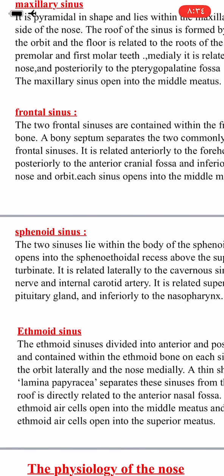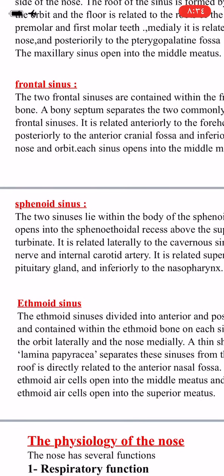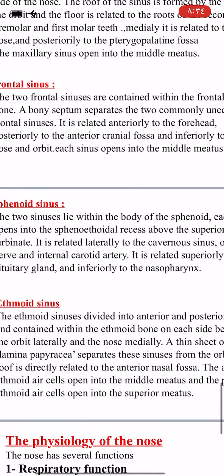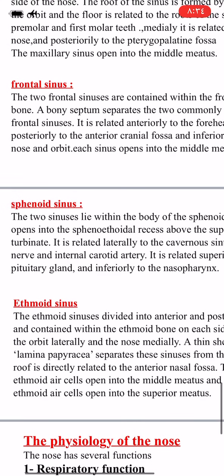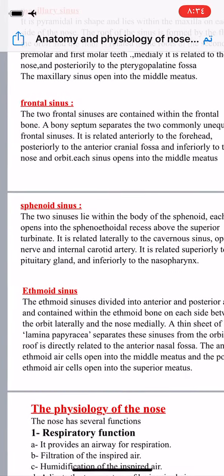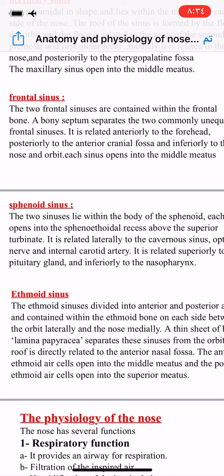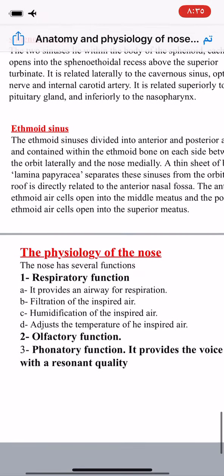Sphenoid sinus. The 2 sinuses lie within the body of the sphenoid bone, and each sinus opens into the sphenoethmoidal recess, above the superior turbinate. It is related laterally to the cavernous sinus, optic nerve and internal carotid artery. It is related superiorly to the pituitary gland and inferiorly to the nasopharynx.